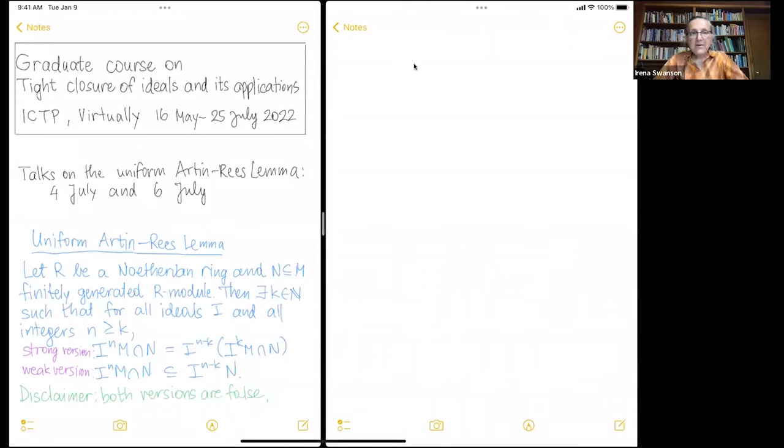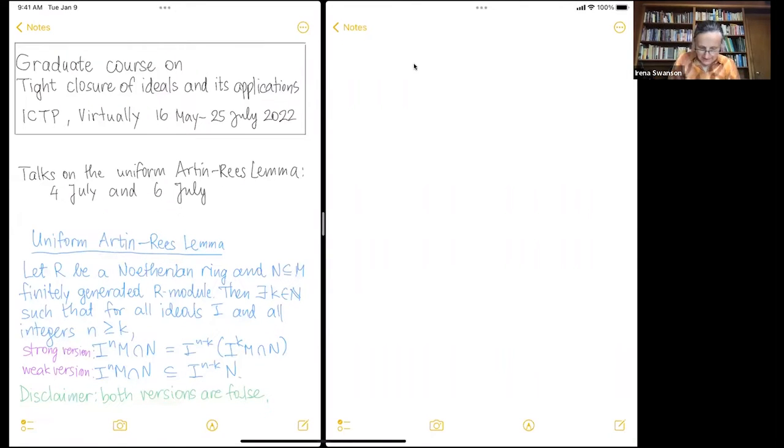All right. So I'm talking about the uniform Artin-Rees lemma. And in blue there is something that, wouldn't that be nice to have? Let R be a Noetherian ring and N a submodule of M. They're both finitely generated R-modules. Is it true that there exists a positive integer K such that for all ideals I and all integers n bigger than or equal to K?